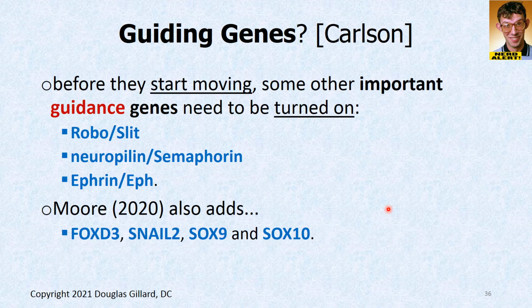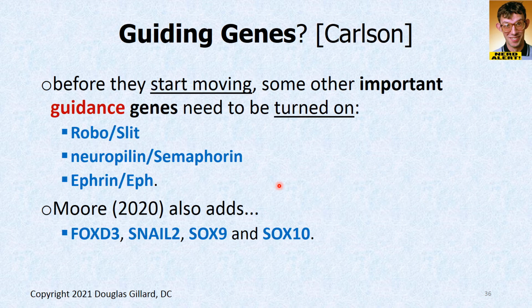All right, the guiding genes. Before the neural crest cells start moving, there are some guidance genes that have to be turned on that help them steer away from being destroyed. Although FOXD3 is still there, SOX10 is still there, Robo/Slit, Neuropilin, semaphorin and ephrin are all these guidance genes, and they help the neural crest cells move to their location.